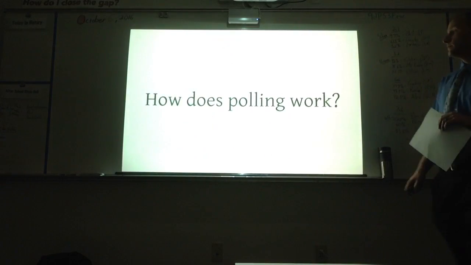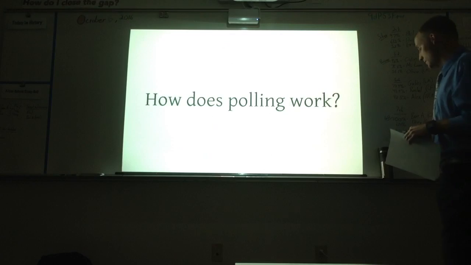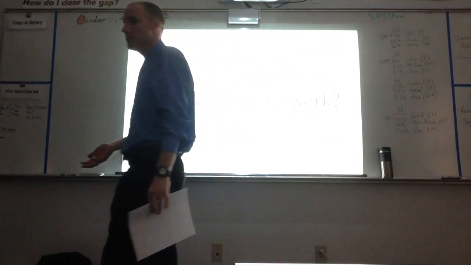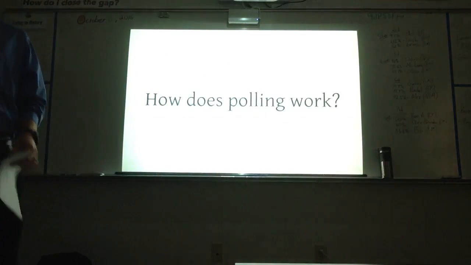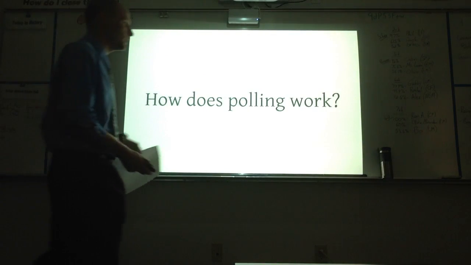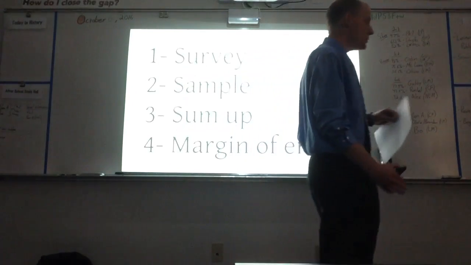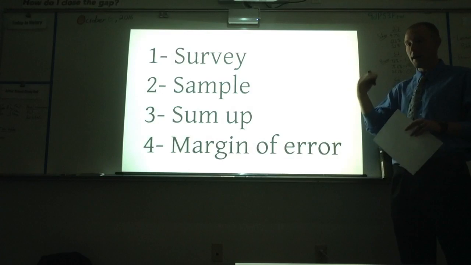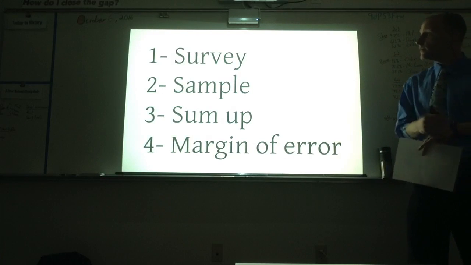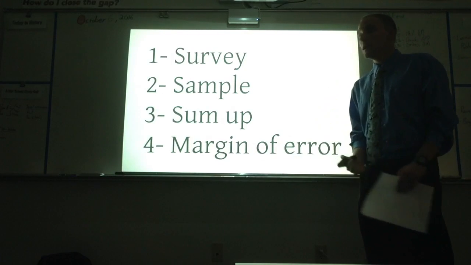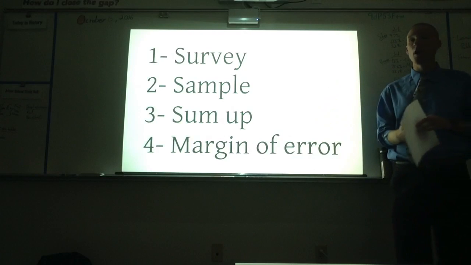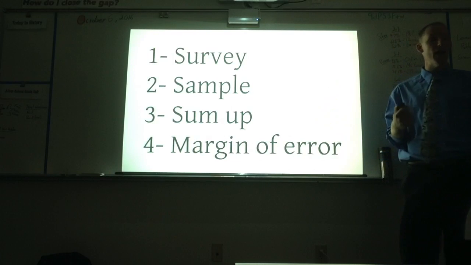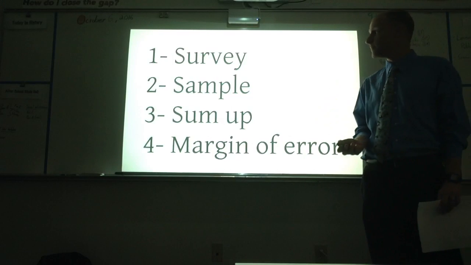So, second major topic, now that we've established where modern scientific polls came from, is how does it work? How do you actually do it? Well, there's basically four steps to the modern opinion poll. Step one, you have to decide who you're going to survey. You have to decide what group you're going to survey.